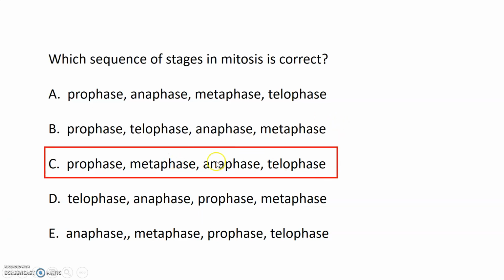So the correct answer is C. Prophase comes first, followed by metaphase, anaphase, and then telophase. So chromosomes are condensed, they line up in the middle of the cell, they're divided, and then the chromosomes decondense to form two new cells.